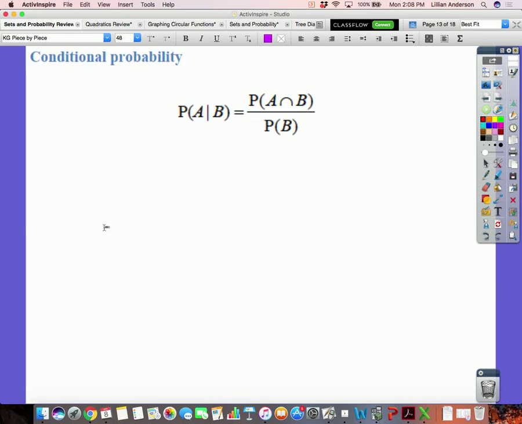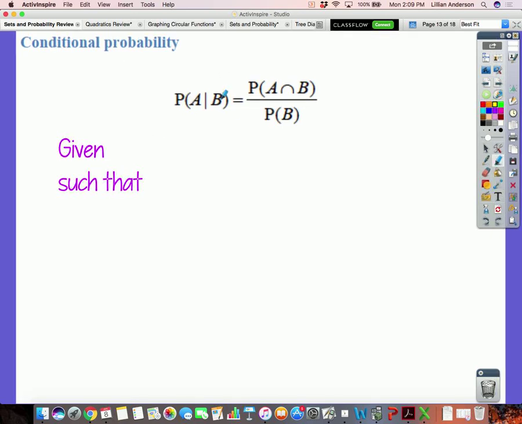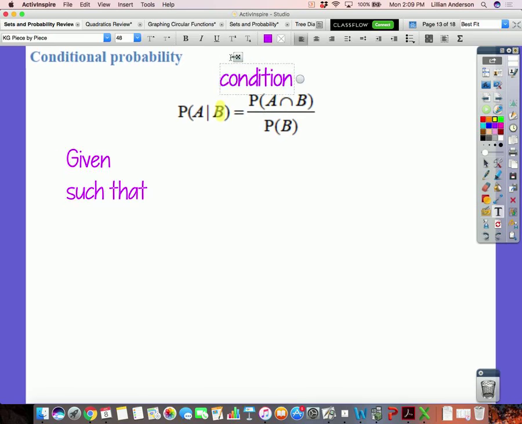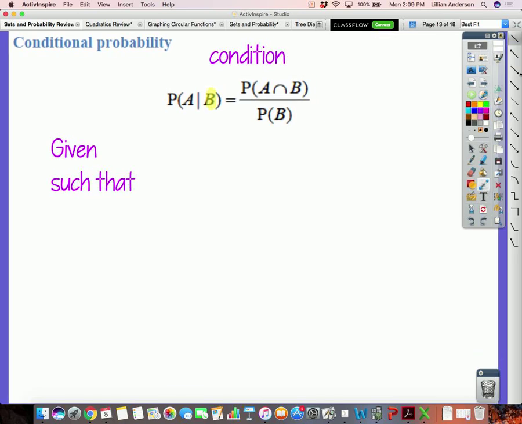Last bit, conditional probability. This is when you have words such as given, such that, etc. Okay? If you went to go see the leopards, what's the probability that you also saw rhinos? Those are some other types of situations that you can deal with using conditional probability. But the main thing is whatever is second, that is the condition. Okay? That is the condition.